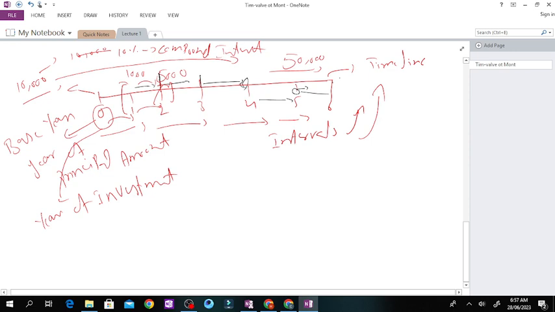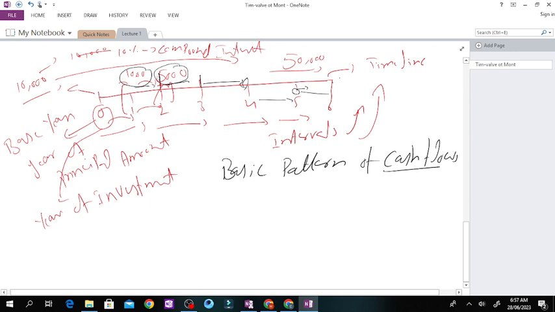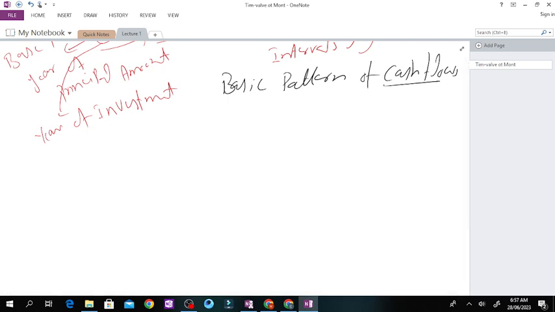Understand the overview of the time value of money. So before moving ahead, you should understand the basic pattern of cash flows. Okay, so what is cash flow? The amount you will get at the start or at the end of the years is normally known as cash flows. Okay, so there are some terms you need to understand.